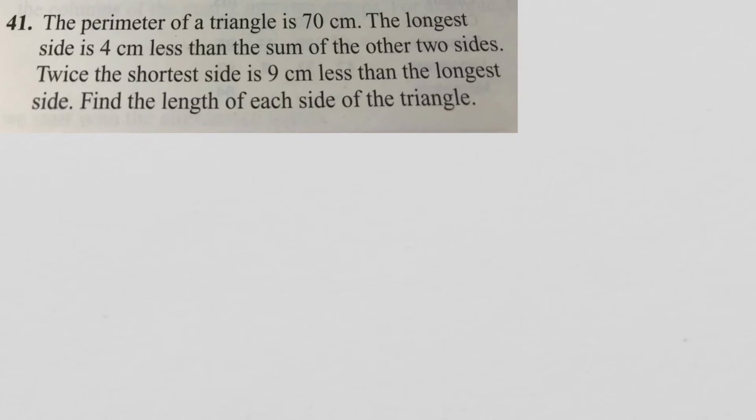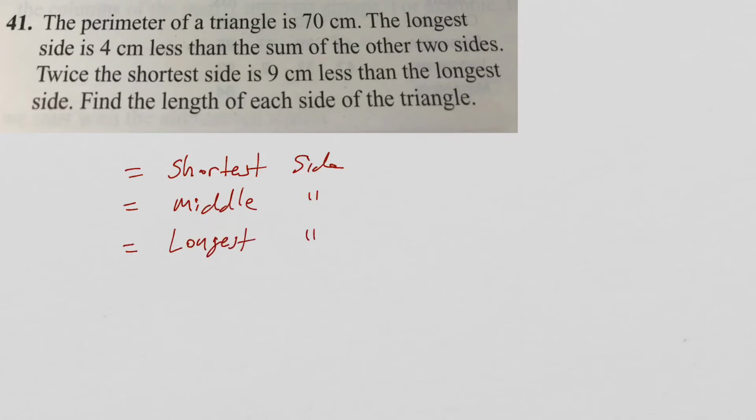All right, let's set up a heading. So we want 3 sides. So I have the shortest side, the middle side, and the longest side. So that's the right-hand side. Now, the longest side is 4 centimeters less than the sum of the other 2 sides. Well, let's fill that in a second. Twice the shortest side, so we'll call that x, twice that is 9 centimeters less than the longest side.